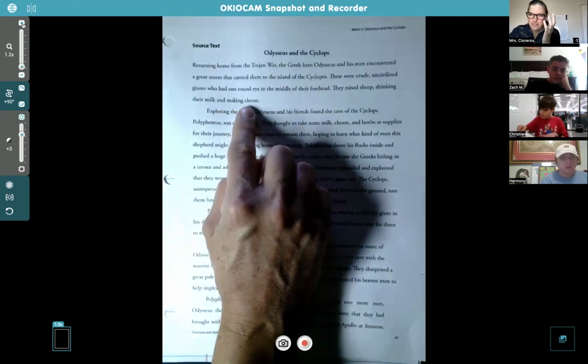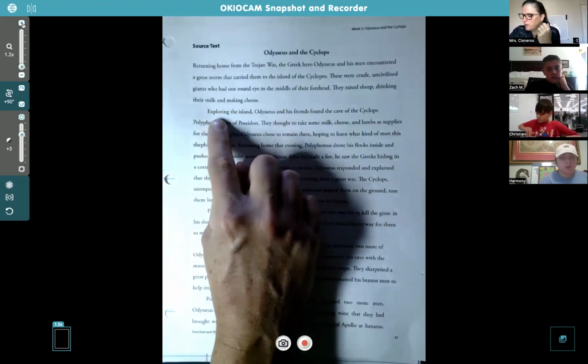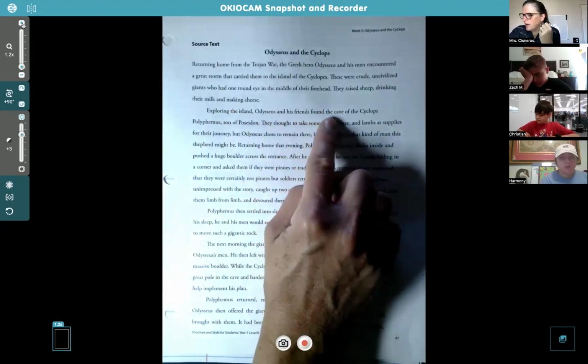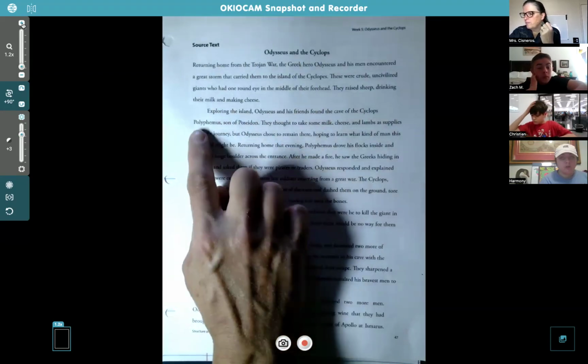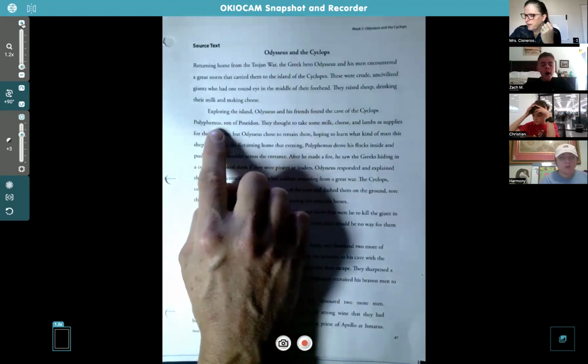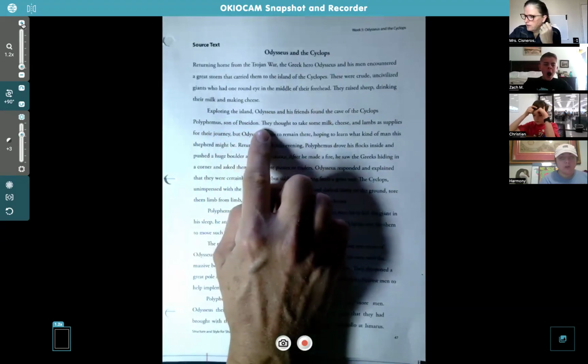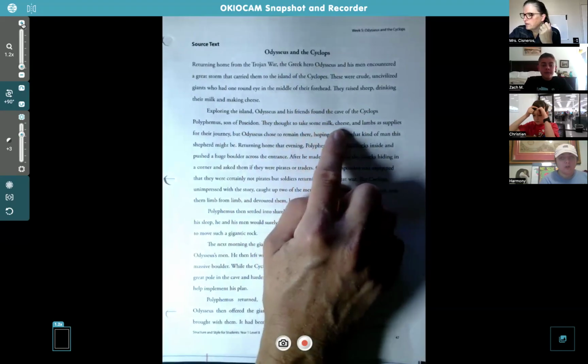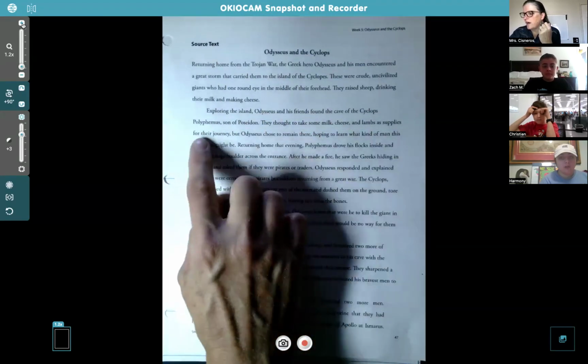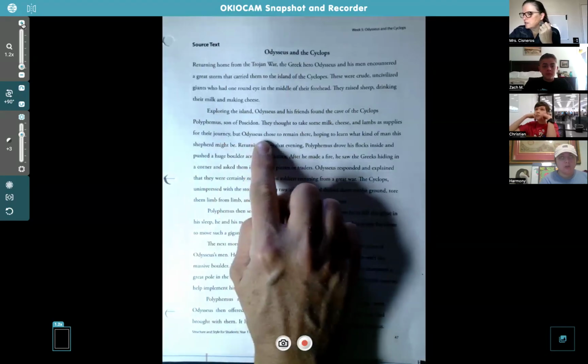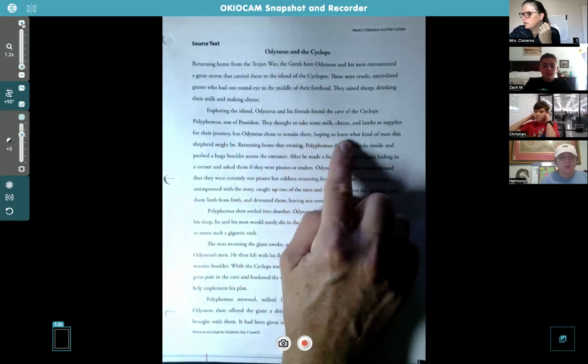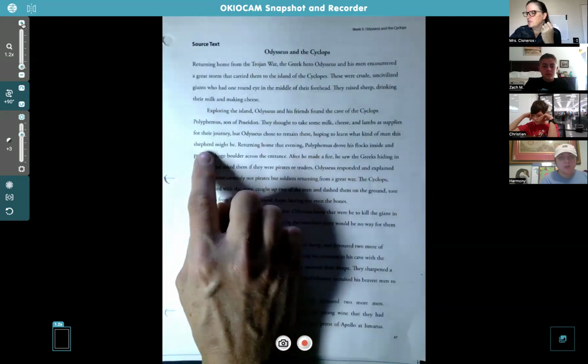So we got this creature, giant, one eye in the middle of the forehead, raising sheep. I'm going to guess that these sheep are probably larger than life, but kind of odd. Okay, so let's keep going. Exploring the island, Odysseus and his friends found the cave of the Cyclops, Polyphemus, that's his name, son of Poseidon. They thought to take some milk, cheese, and lambs as supplies for their journey, but Odysseus chose to remain there, hoping to learn what kind of man this shepherd might be.